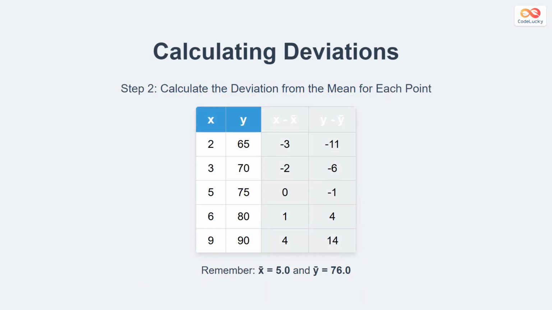Next, we'll calculate the deviation for each data point from the mean we just found. For each x value, we subtract the mean of x, which is 5, and for each y value, we subtract the mean of y, which is 76. This gives us 2 new columns that show how far each point is from the average.